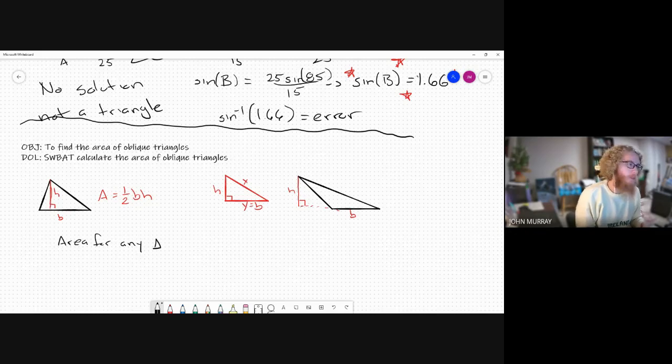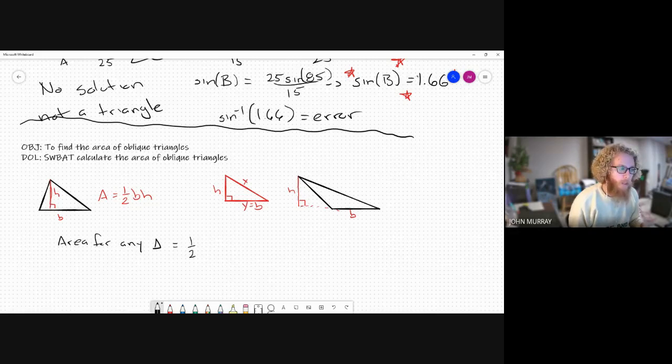Okay, so the area for any triangle, or in this case, oblique triangles, well, the base is going to stay the base, and we have the 1/2 still. But the height, we can calculate using trigonometry, right? So if this was my angle over here that I was looking at, whatever name that was, so that's another part.